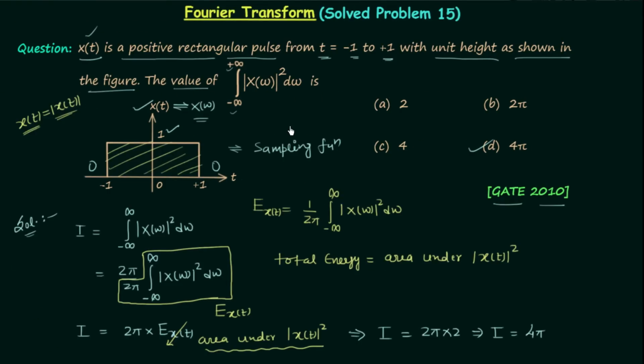There was no need to calculate the Fourier transform X(omega). You can have the answer directly if you know the formula of total energy, which we got in the Parseval's energy theorem, and the basic understanding of energy signals.